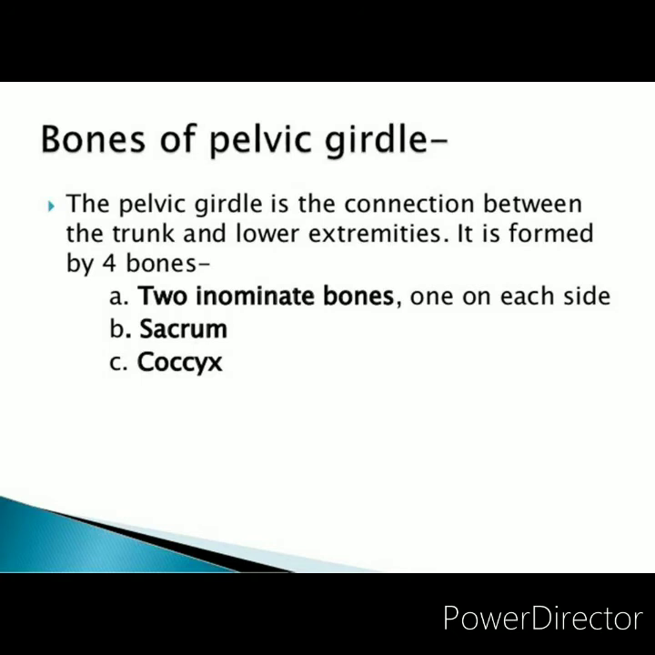So the next slide is about the bones of the pelvic girdle. The pelvic girdle is the pelvic bone. It is also known as the pelvic bone. The pelvic girdle is the connection between the trunk and the lower extremities. Trunk means stomach. Okay, lower extremities means our legs. So it is the connection between the trunk and the lower extremities. That means the back. Okay, it is formed by 4 bones: two innominate bones, the sacrum and the coccyx. We'll study in detail in the next picture.